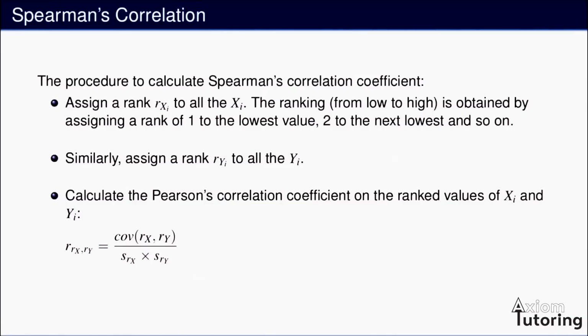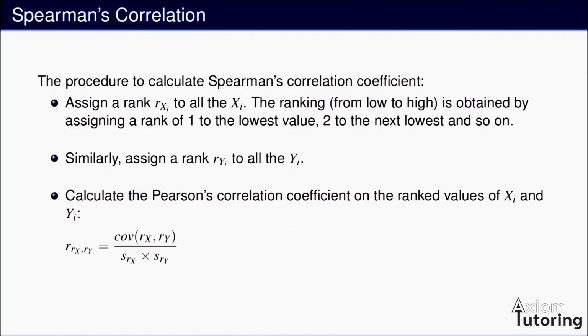So what's the procedure to calculate Spearman's correlation? Well, you first need to assign a rank to all of the x's. Okay, so you start with your x variable and you rank it, so from low to high. You assign a rank of 1 to the lowest value, 2 to the next lowest, and so on. Then you do exactly the same thing with y. Okay, so 1 for the lowest value, 2 for the next lowest, and so on. And then you calculate Pearson's correlation coefficient on the ranked values of x and y.